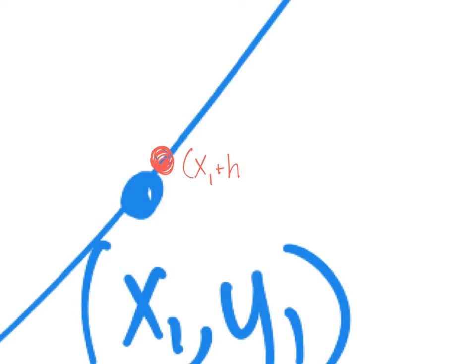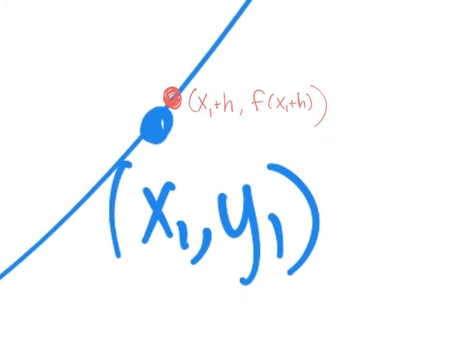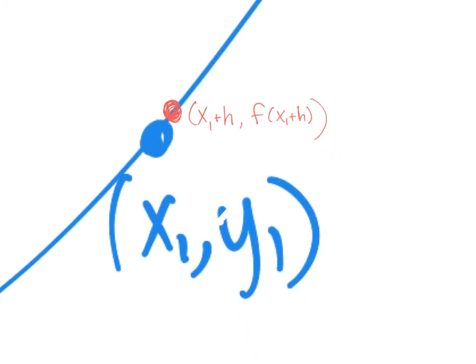A better way to write that would be, what would the function value be with x1 with a little bit of h added to it? So that's our y1 value. And we find the slope between those 2 points. And so instead of using y1, I'm going to change that to f of x sub 1.